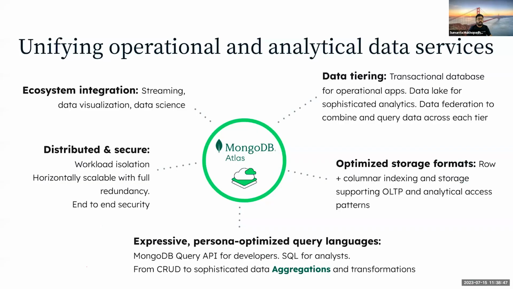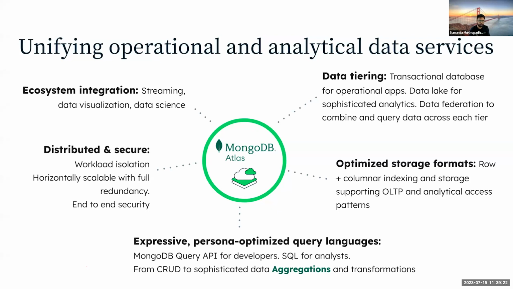So how will MongoDB help us in this, right? The best thing about MongoDB here is that we get the ecosystem integration, distributed and secure, optimized storage formats, data tiering, and an expressive, optimized query language. The best thing about MongoDB Atlas and the MongoDB ecosystem is the availability. Most of the APIs support most of the programming languages and all the tech stacks. It is available and supported in major cloud providers, right? It is distributed and secure.